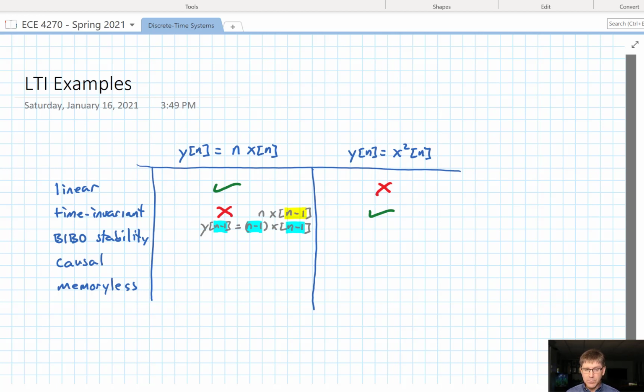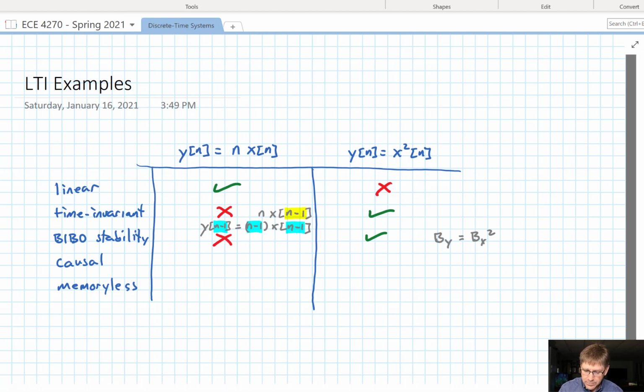What about BIBO stability? Well, as n grows without bound, y will grow without bound. And it grows because we've got this factor of n in there. Well, we also know that a squaring operation can increase something dramatically. If you have a very large value, it can become extremely large. However, it may be very large, but it's still bounded. So in this particular case, we would have By is equal to Bx squared. And as long as Bx is finite, Bx squared is finite, so we're fine with the bounds there.